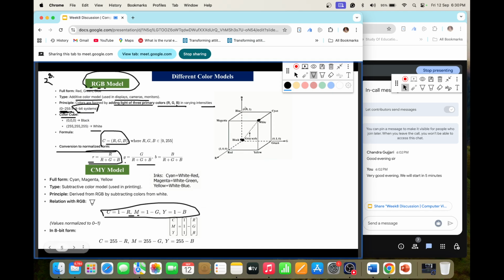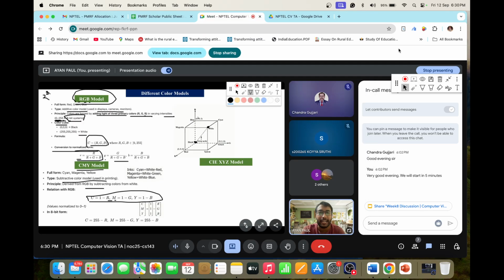So that is how we can convert this RGB model into the CMY model, that is cyan, magenta and yellow. Cyan, magenta and yellow we have just seen, it is a subtractive color model. It is generally used for printing. It is derived from the RGB model only, and it is the complement of the RGB model. So I hope the RGB and CMY models are clear to all of you. Is it clear?